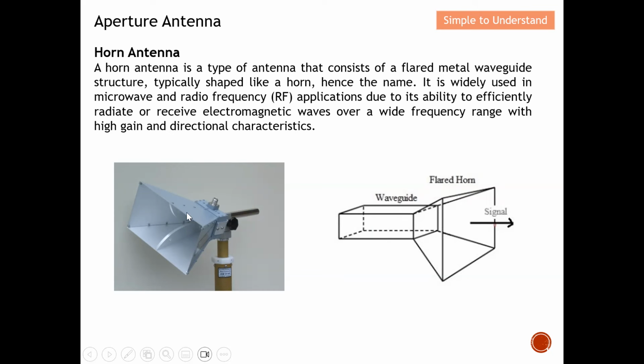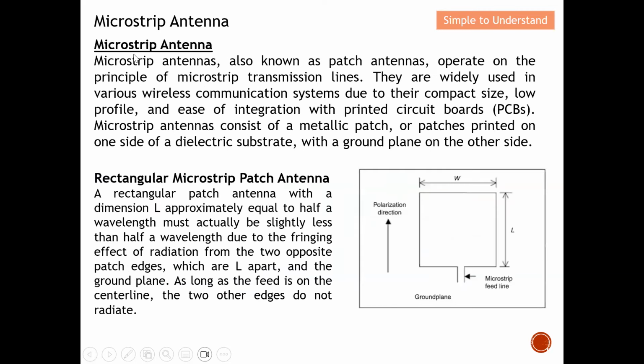Basically, the horn antenna is very directive, which means I can direct my signal to a specific direction. The key idea is to have a high gain. For a high gain antenna, we actually prefer to use a horn antenna. Next, let's move on to the microstrip antenna.